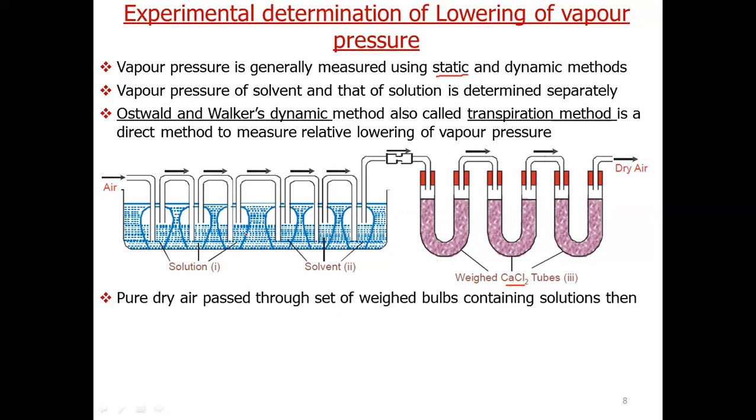Now how does this work? We simply pass dry air. Dry air means air which is free from moisture. When we pass dry air through these tubes and these bulbs with the solution and with the solvent, we note their weight accurately before passing the air. Note their weight.